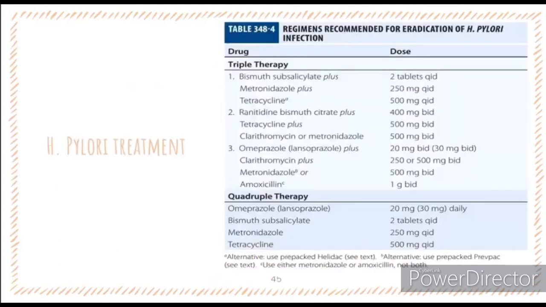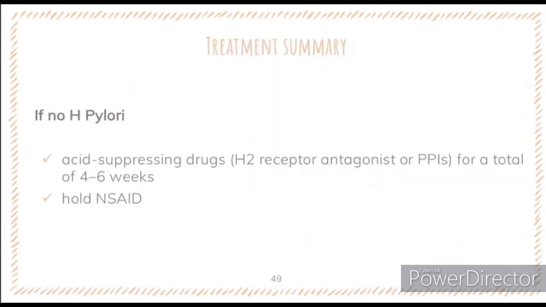So these are the regimens recommended for the eradication of H. pylori. So for the treatment summary, once a gastric ulcer or duodenal ulcer is documented, and if there is any positive H. pylori infection, we can give the patient a triple therapy for 14 days, followed by continued acid-suppressing drug, which is histamine receptor antagonists or proton pump inhibitors, for a total of 4 to 6 weeks, and then hold the NSAID.